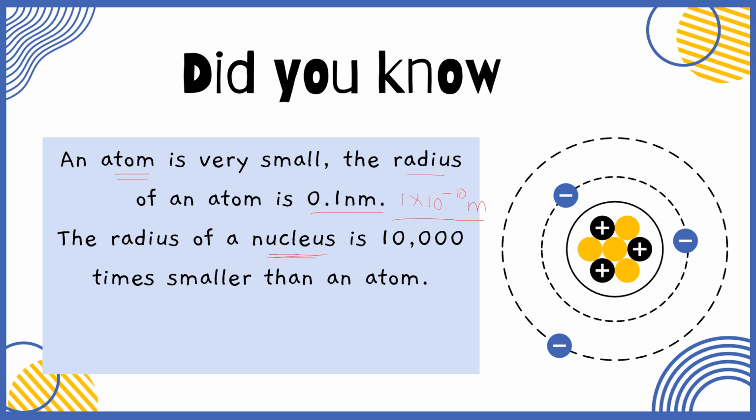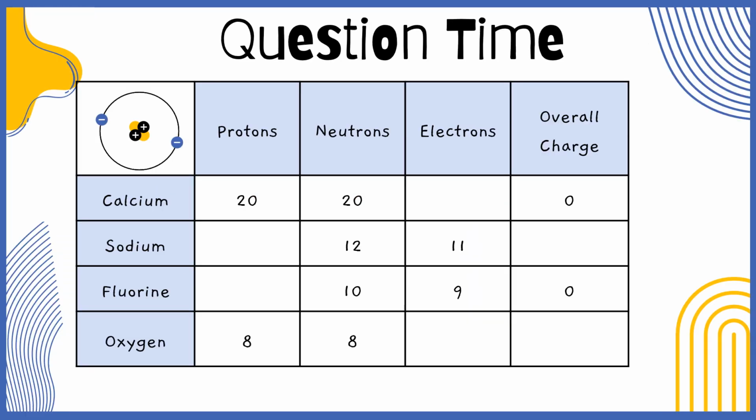Considering the radius of the nucleus, it is 10,000 times smaller than an atom. So the radius of the nucleus is less than 1 upon 10,000 the size of an atom. So you can also say that the radius of a nucleus will be 1 into 10 raised to the power minus 14 meter. Just imagine how small it is.